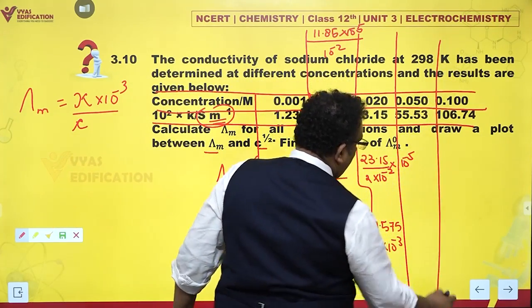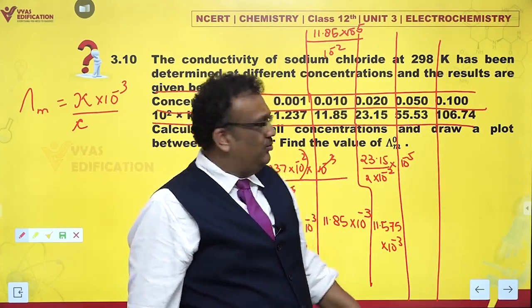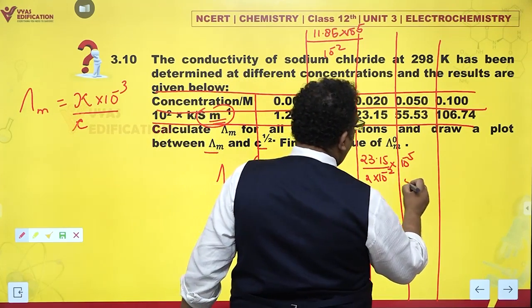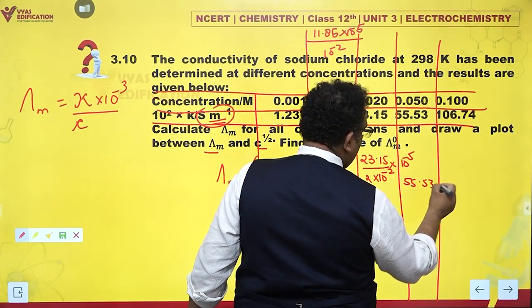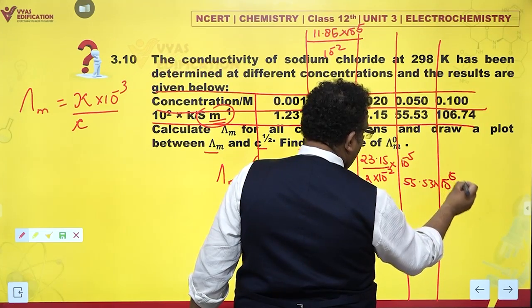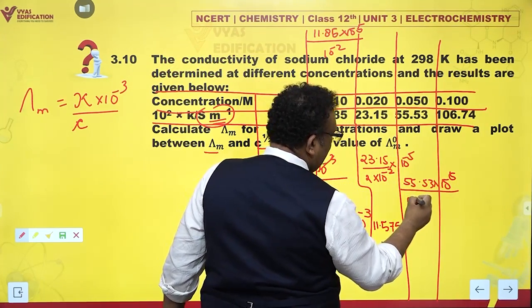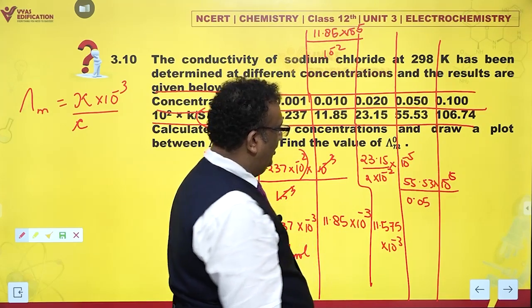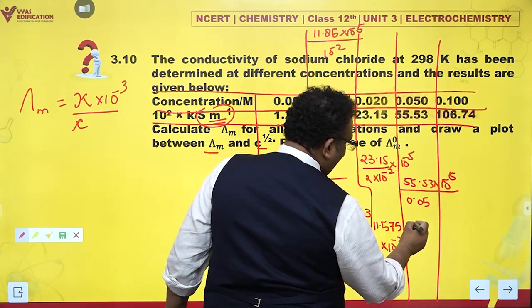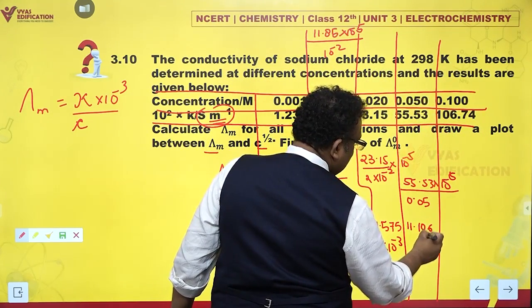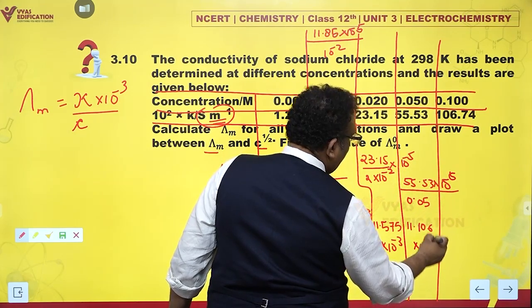The next one and the next one. It's a very routine calculation. So this is 55.53 into 10 raised to minus 5 divided by 0.05. Fine, that is 11.106 into 10 raised to minus 3.